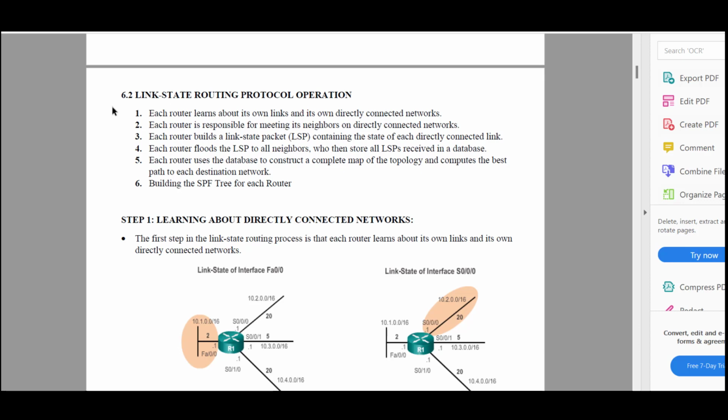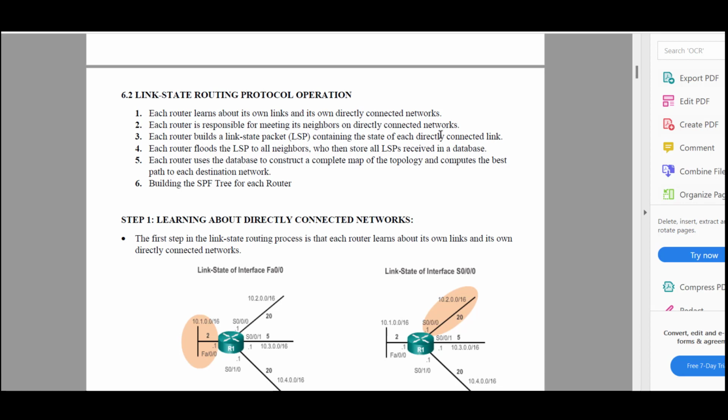There are totally 6 different steps available in a link state routing protocol. Your link state routing protocol will run like this in these steps. A very important question: what is the first step? Each router is going to learn about its own links and its own directly connected networks. So we already know this.